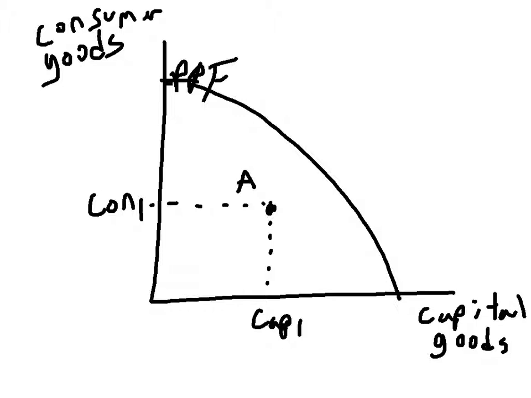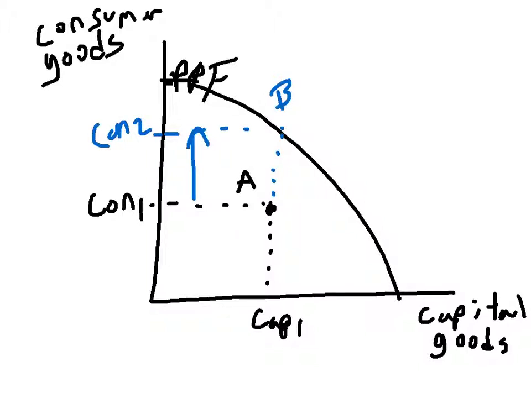Because currently at point A, they have Con 1, or Consumer 1 goods, and Cap 1, or Capital 1 goods. But let's say they became efficient and the economy moved to, let's say, up here to point B. Well, what does that mean? They get the same amount of capital goods, but this many more consumer goods. Alright? There's zero opportunity cost.